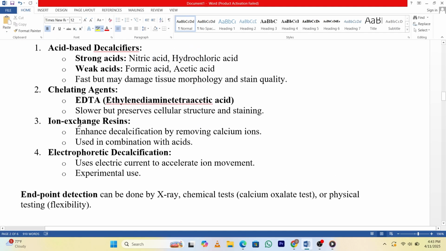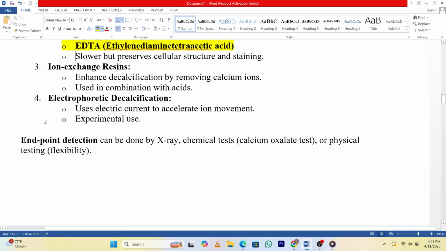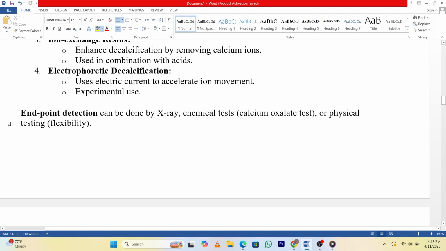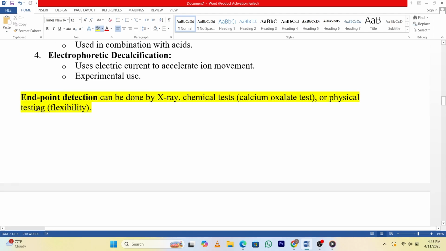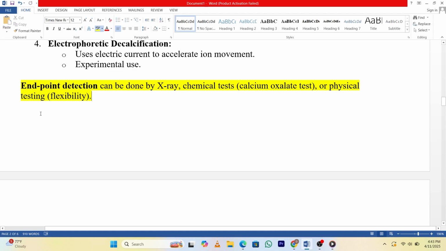2. Chelating agents. EDTA, ethylenediaminetetraacetic acid. Slower but preserves cellular structure and staining. 3. Ion exchange resins. Enhance decalcification by removing calcium ions. Used in combination with acids. 4. Electrophoretic decalcification. Uses electric current to accelerate ion movement. Experimental use. Endpoint detection can be done by X-ray, chemical tests, calcium oxalate test, or physical testing flexibility.